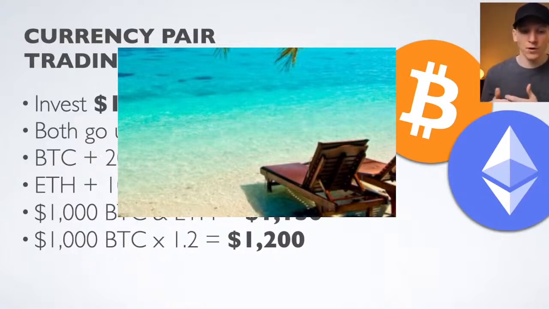Now, if you would have just put all of that money in Bitcoin, you would have made $1,200 because you would have gone up 20%. With $1,000 split between Bitcoin and Ethereum, you only made $150. So actually you would have been better to just put all of your money in Bitcoin and none of it in Ethereum. Bitcoin went up more than Ethereum.